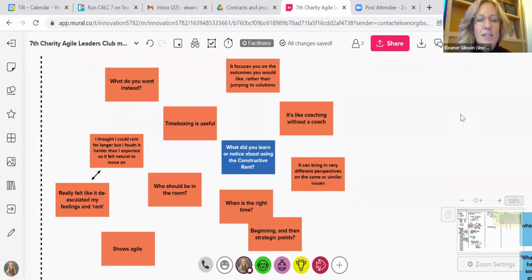We also had a conversation around who should be in the room. So we felt it could be useful to have someone who didn't know much to be doing a constructive rant with someone who didn't know too much about what was going on. It can also be useful to bring different people who are experiencing the same challenge to that constructive rant.